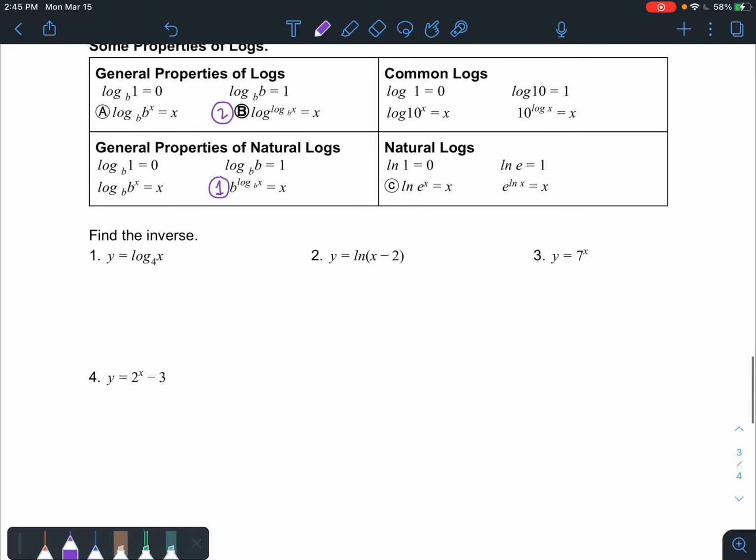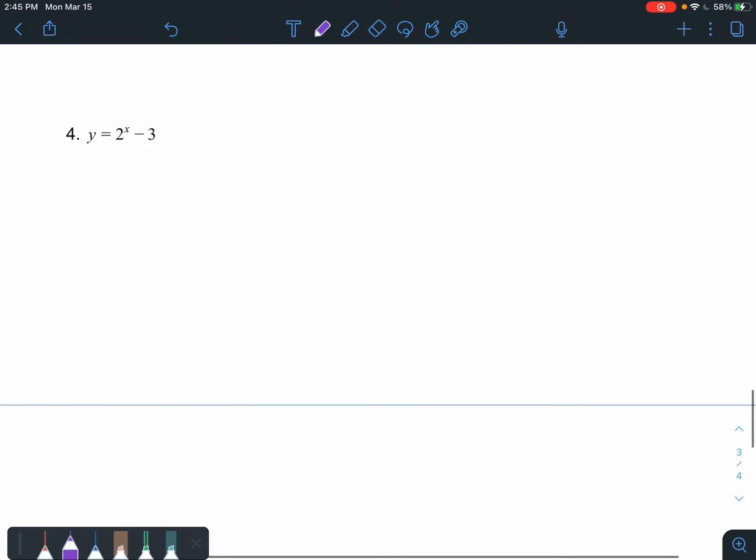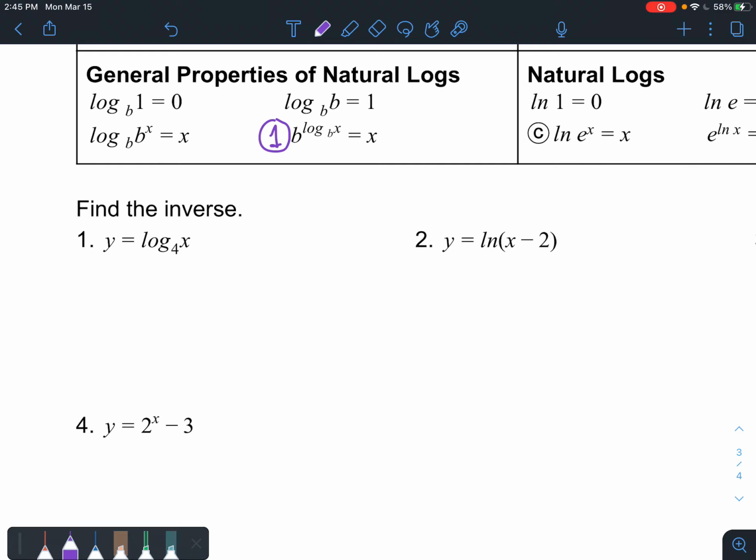Okay, we're going to go ahead and find the inverses of these. We just want to find the inverses. Setting this equal to x, we've already done this a little bit. This is B. There we go. Then I write base, exponent, equals my answer. Okay, so that right there is it.